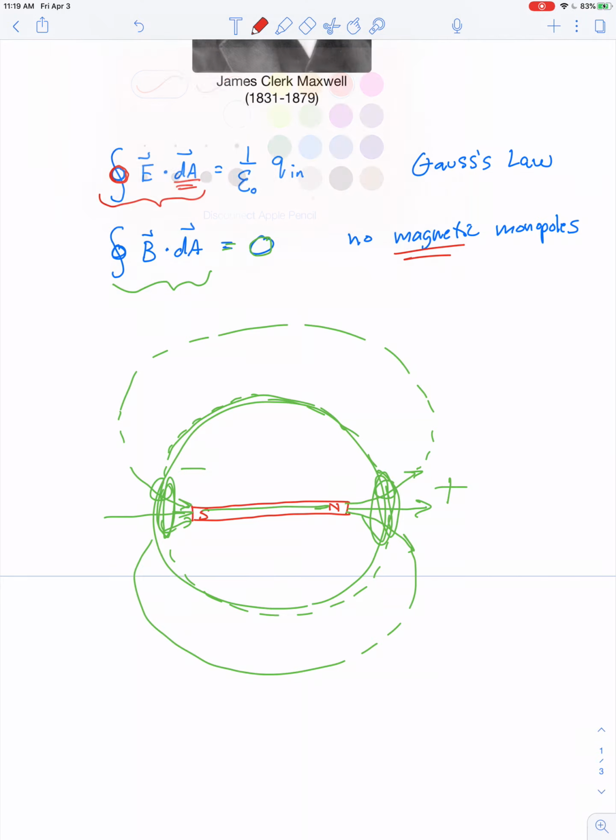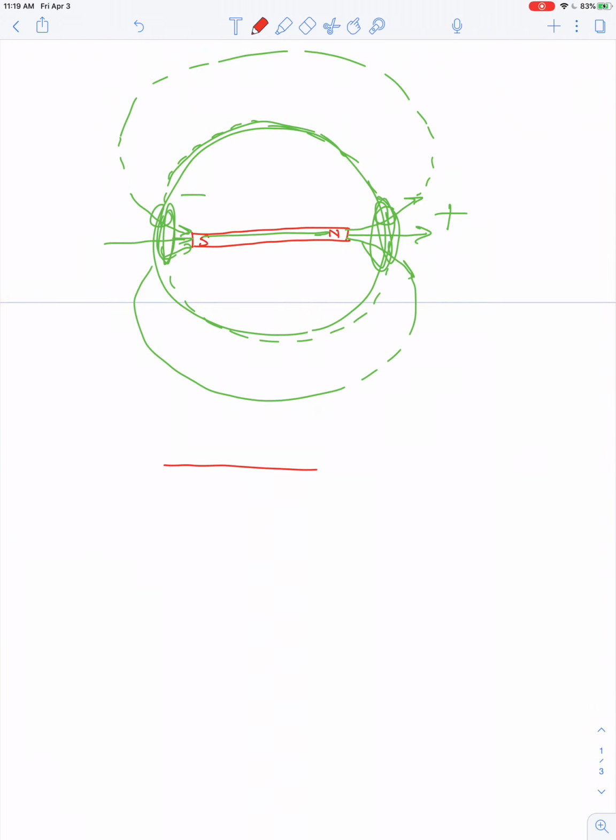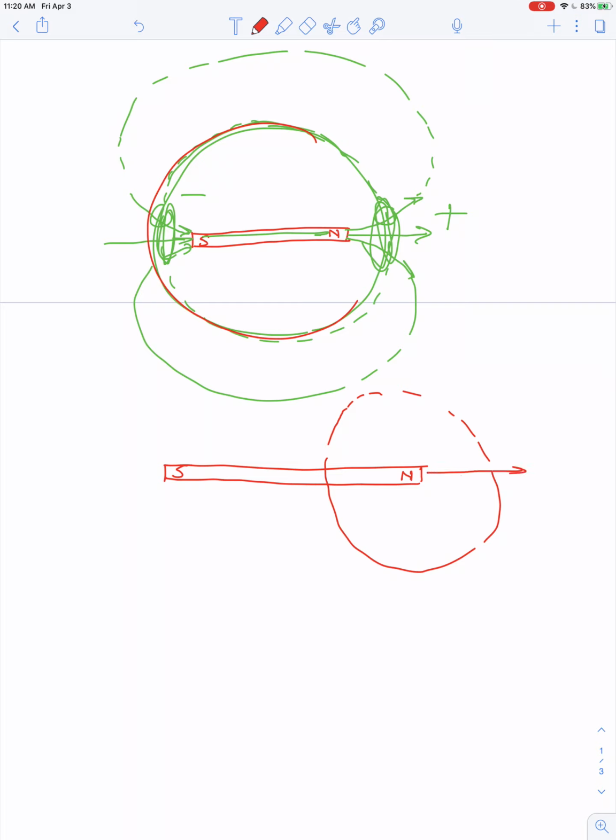Let's see. Wait a minute. Why did I pick such a large Gaussian surface? What if I had my bar magnet, and instead of drawing a surface that surrounds the whole thing, what if I just draw a sphere that only goes this far, so I only enclose the North Pole and not the South Pole? Then that should be a monopole, right? Field lines will go out, so we've got some positive flux.